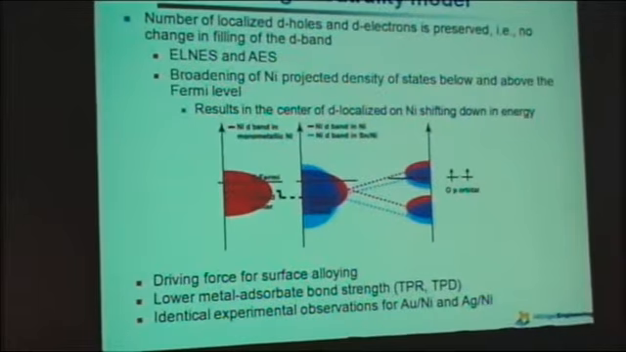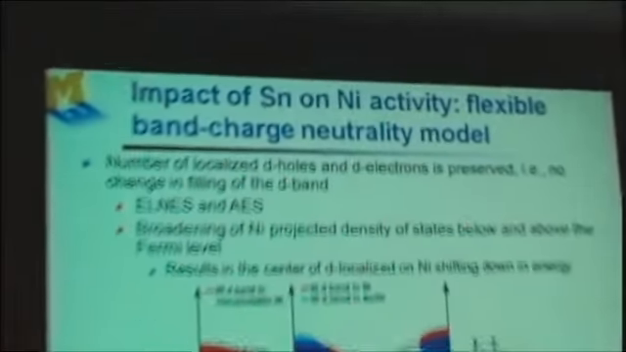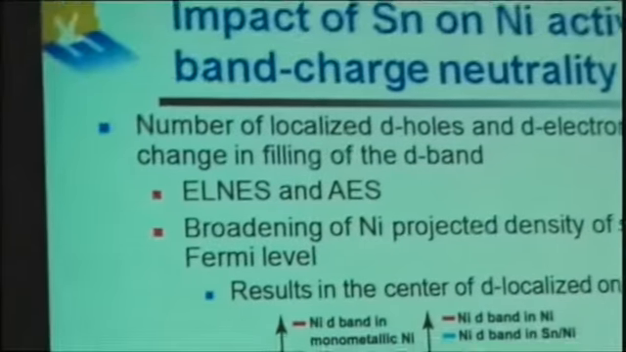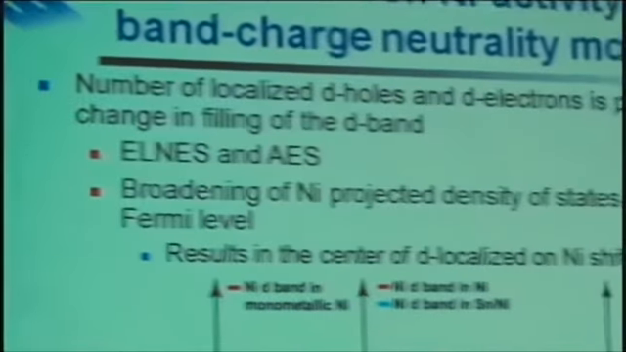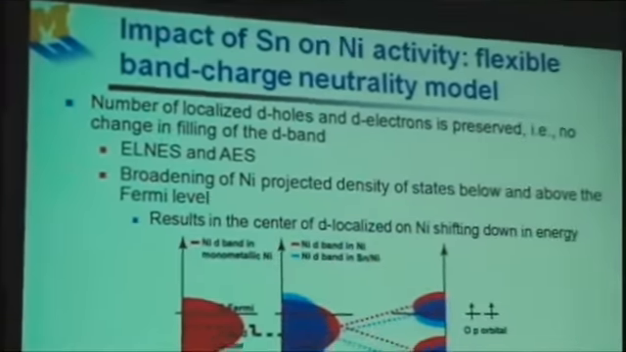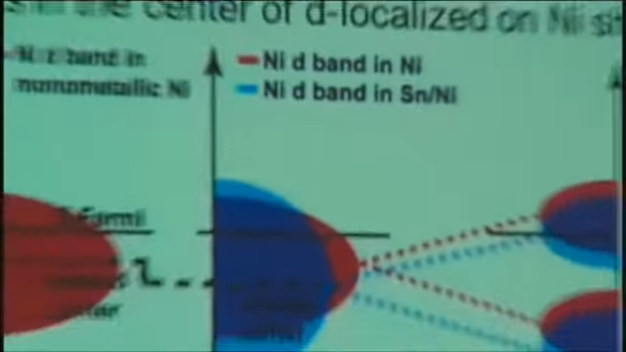So this led us to postulate a simple model, which we call the flexible band charge neutrality model, which says that when an alloy is formed, there's a change in the structure of the d band. However, this change is not accompanied by significant charge transfer from one element in an alloy to another element in an alloy. So this is the picture that I want to use to explain this.